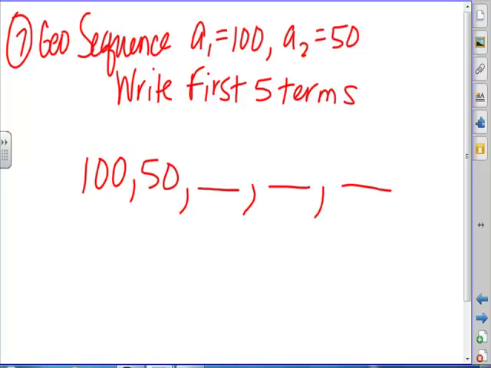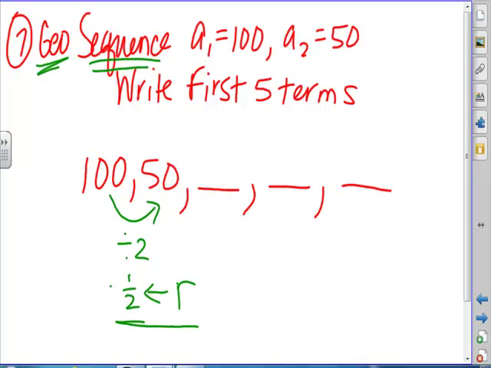So really the main thing is understanding that if it's a geometric sequence, we are looking for division or multiplication basically. So to get from 100 to 50, we are dividing by 2, also known as multiplying by a half. Remember, for the common ratio, we want to give it in terms of multiplication, not division. And so knowing that, then we can just march on down. So 50 divided by 2 is 25. 25 divided by 2 is 12 and a half. 12 and a half divided by 2 is 6 1/4.